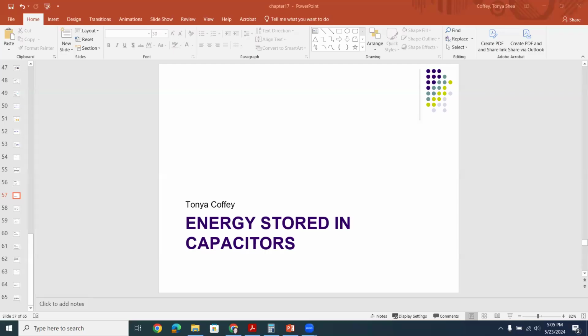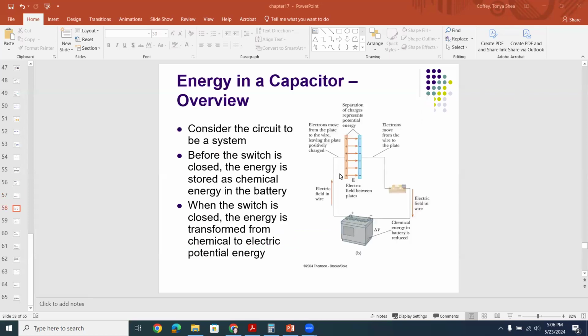In this lecture, I'd like to talk about energy stored in capacitors. So let's remember what we were doing last time, talking about capacitors and how they work. Here we have a circuit where we've hooked up basically a car battery to a large parallel plate capacitor, and then we have a switch in there.